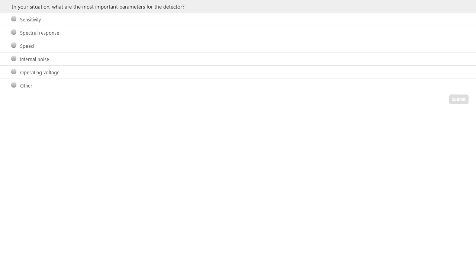It's now time for polling question number 3. Yes, and the question itself is, in your situation, what are the most important parameters for the detector? And the possible answers are sensitivity, spectral response, speed, internal noise, operating voltage, or other.